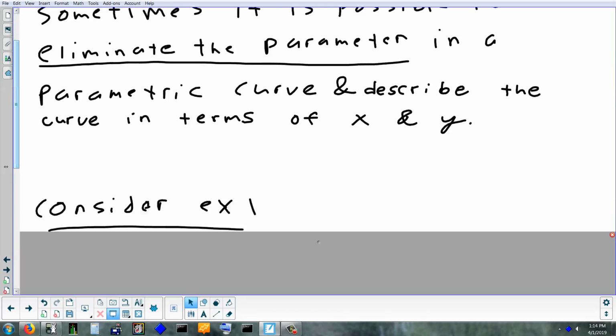So let's take example 1. I'm not even going to write out steps for how to eliminate the parameter. I want to see if we can just kind of figure it out. We're going to take example 1, which was the equations of a parametric line segment, and see if we can change it into something we recognize, like y equals mx plus b. That's the goal.